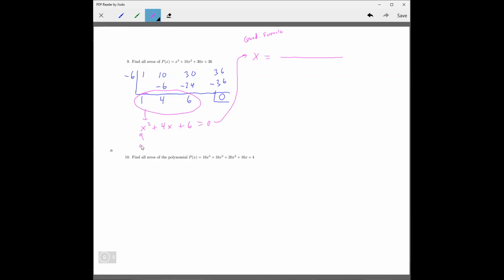Okay, and then for that one, A is 1, B is 4, and C is 6. So -b, or -4, plus or minus the square root of b squared, which is 4 squared, minus 4 times A times C, all over 2A. So that's -4, plus or minus the square root of 16 minus 24, all over 2.